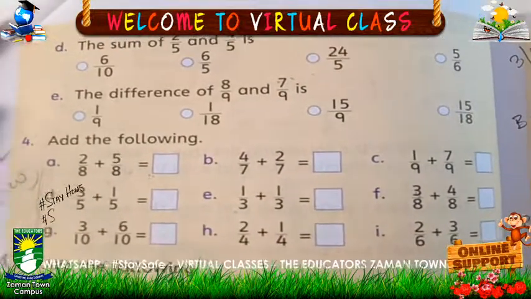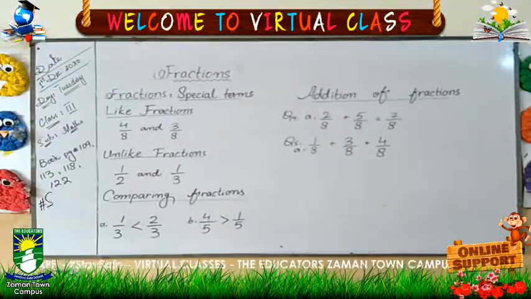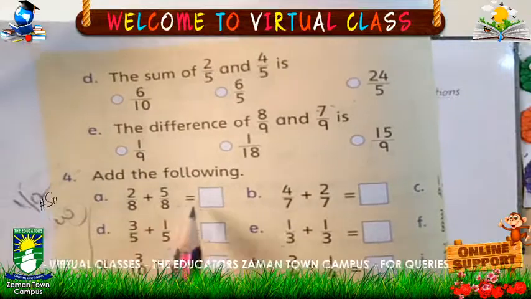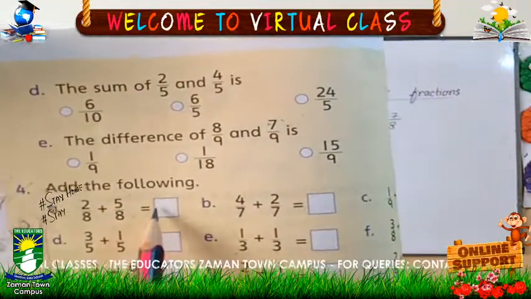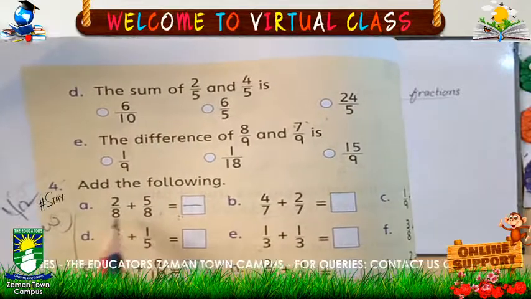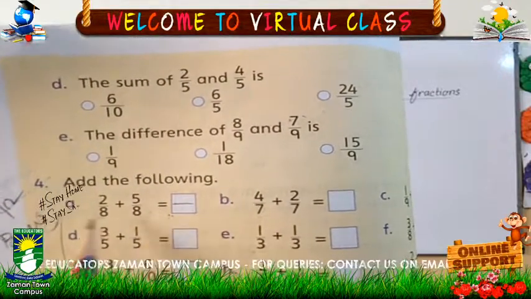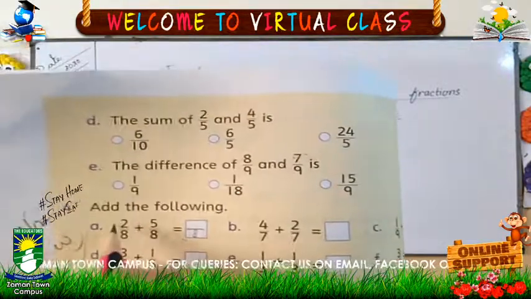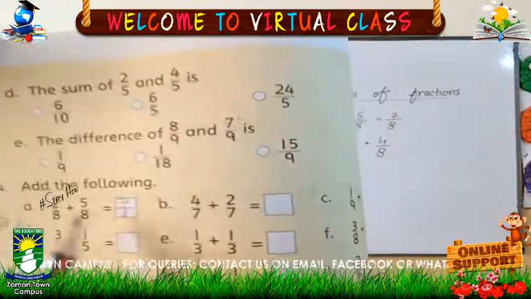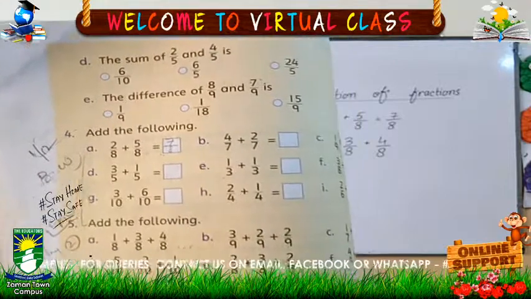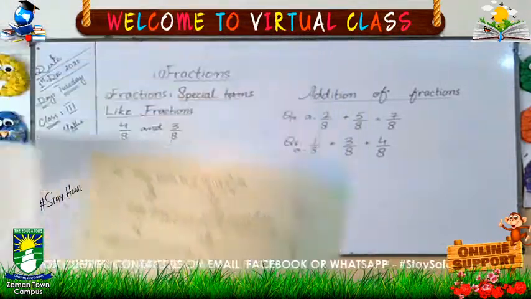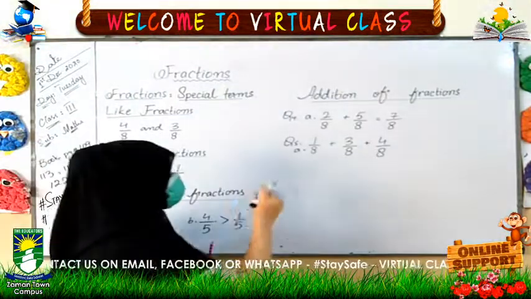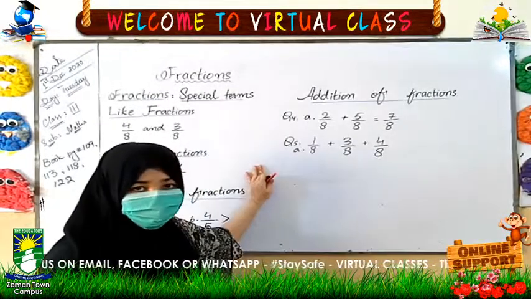Add the following. So question number A is 2 over 8 plus 5 over 8. Now, here you have known that when the denominators are same, these are called like fractions, and write down 8 here. 2 plus 5 is equal to 7, and you will do the rest by yourself. Book question number 5 you will do in your copy.